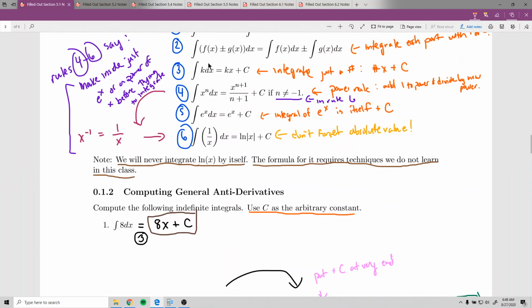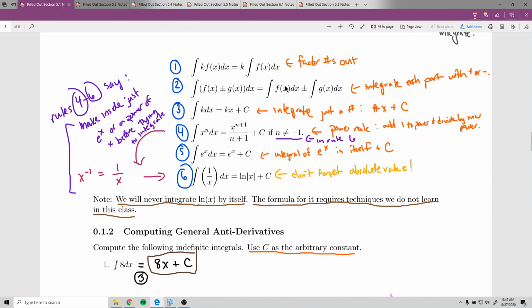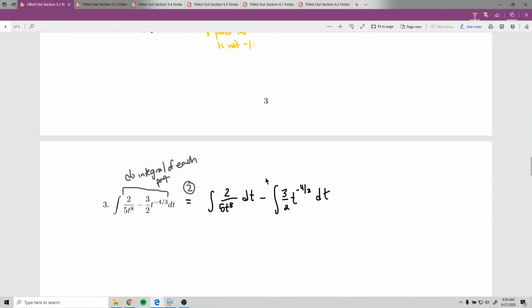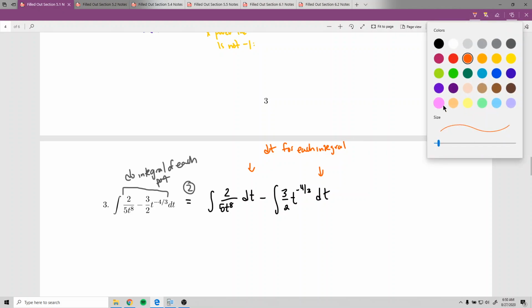Right, it just says if you're adding or subtracting two functions, you integrate each one, and then you put your dx, or for us in this problem, dt, in each one. So the way I like to think about it is the integral signs are paired off with the dt's. They're both necessary. All right, so we use rule 2 to break it up.